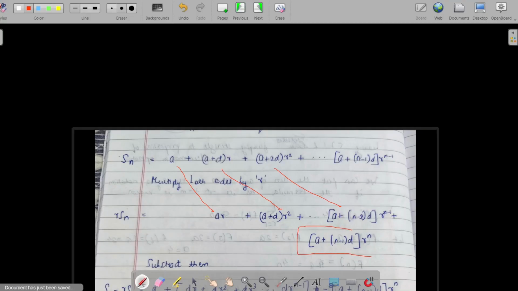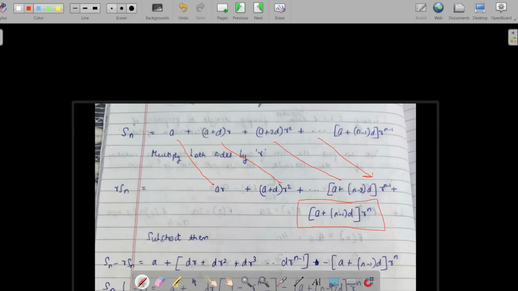So this will remain alone. And the n minus 1th term, which is a plus n minus 2 d into r raised to the power n minus 1, will move here. So remember what we did? We multiplied it by r and then shifted the terms one place to the right. We have just shifted it, right?